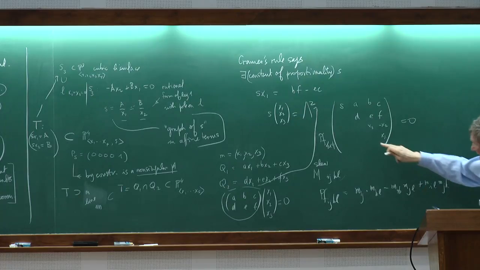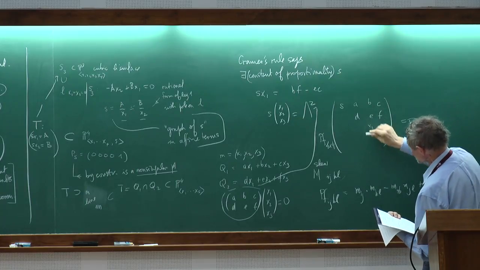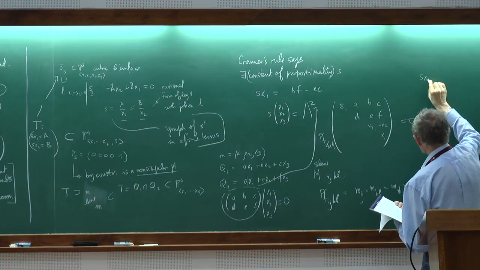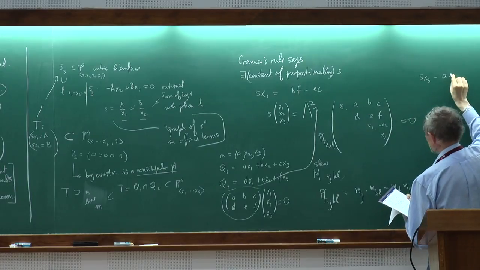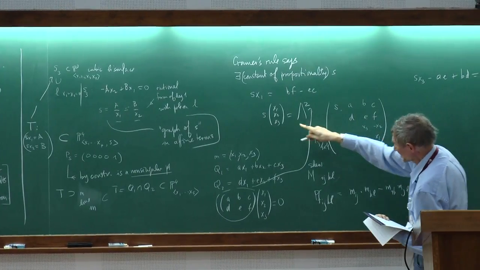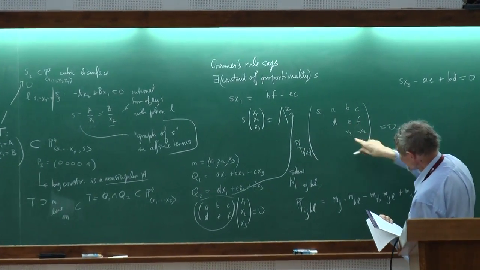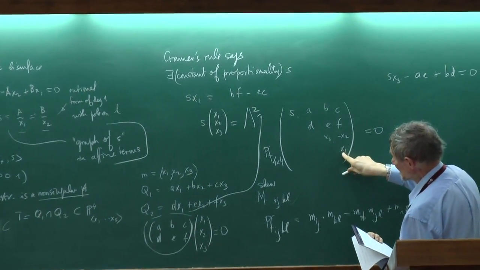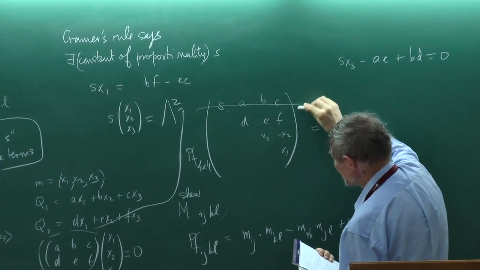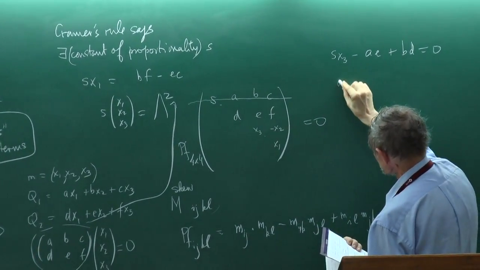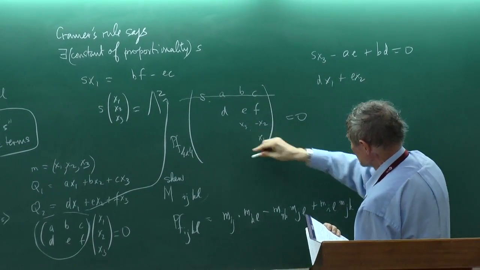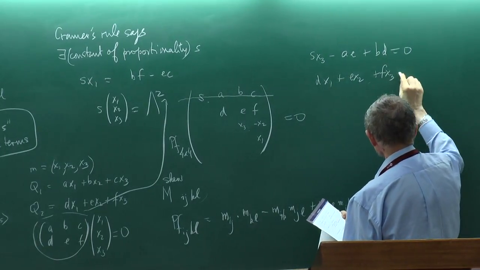Yeah. So let me just write down some of this. Instead of talking about the theory, let's see what it says. It says that S times x3 minus A times E plus B times D equals 0. Right? And so S times x1, S times x2, S times x3 appear in exactly the same way. Yes? And then the equations not involving S are the Pfaffians like that. So one of these Pfaffians is D times x1 plus E times x2 plus F times x3 equals 0.